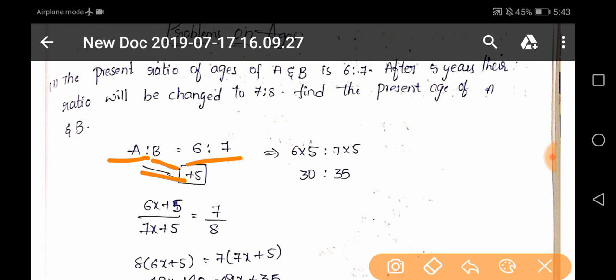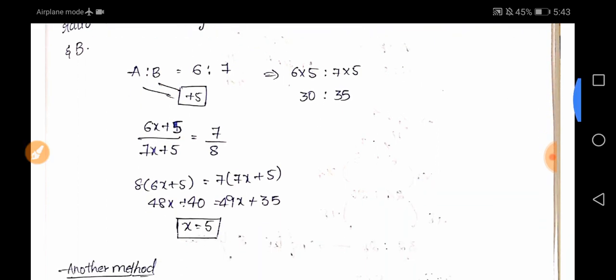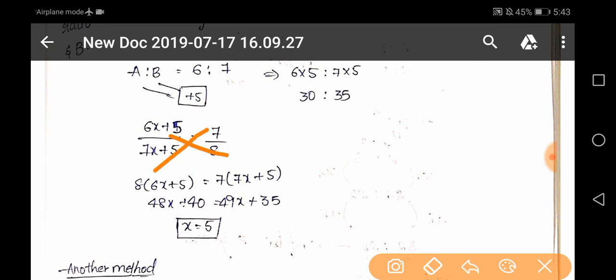So how to solve this? This is the general method. We don't know how much the ages are, so let's take them as 6x and 7x. After 5 years, we add 5: (6x + 5) by (7x + 5) equals 7 by 8. Now crisscross multiply: 8 into (6x + 5) equals 7 into (7x + 5). That is 48x + 40 equals 49x + 35.